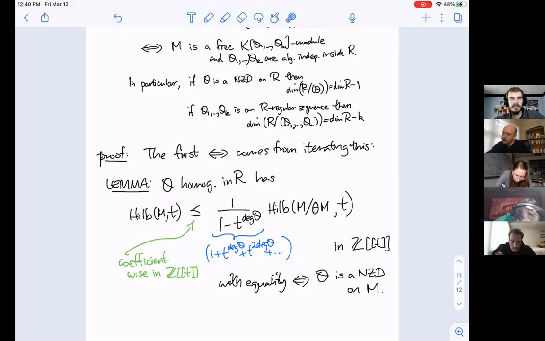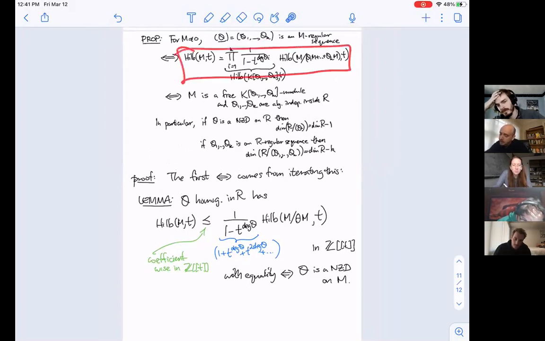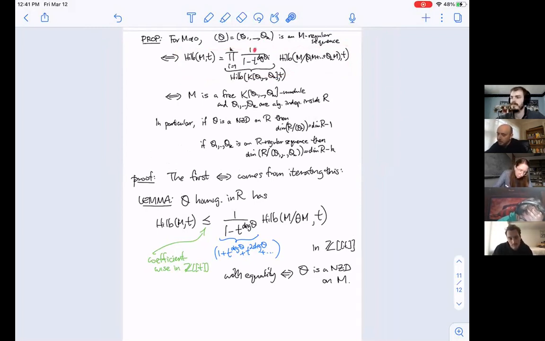So what am I saying? That you're going to have this equals this if and only if theta is a non-zero divisor on M. And now I claim if you iterate this, for theta 1 through theta k, in the non-zero divisor case, you're going to get equality here. You're just going to keep multiplying by these 1 over 1 minus t to the degree of theta i's.